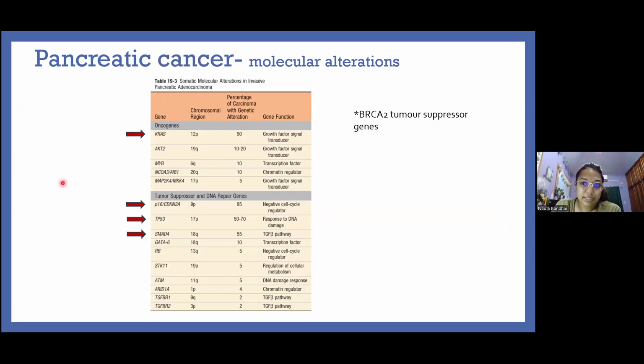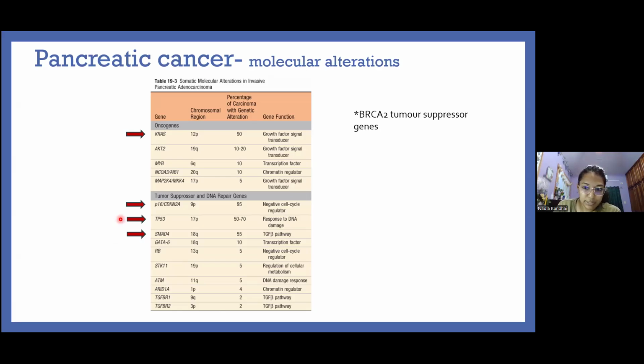The most frequently inactivated tumor suppressor gene is the CDKN2A gene. It's turned off in 95% of cases. It has a critical role in cell cycle control and encodes 2 tumor suppressor proteins. The SMAD4 tumor suppressor gene is inactivated in about 55% of cases, and this one codes for a protein that helps in signal transduction downstream of the TGF-beta receptor family.